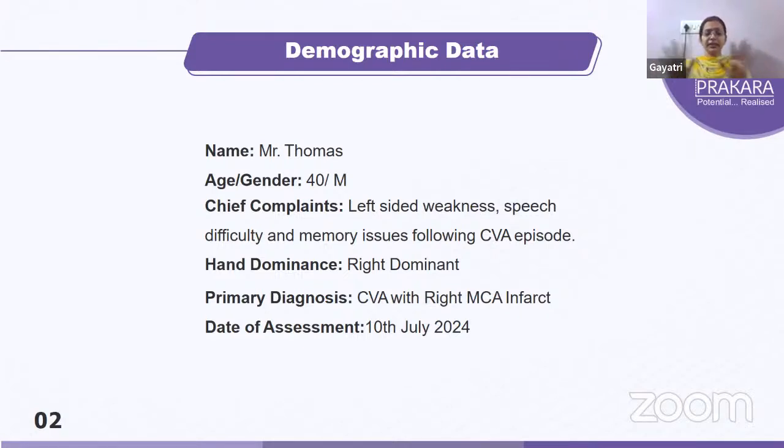The straight complaint he gave us: I'm having weakness in my left side. There is speech difficulty and there's a memory issue. He cannot remember things. He's right dominant and he's diagnosed with a CVA with right MCA infarct. The assessment was done; that's the latest assessment that was done.